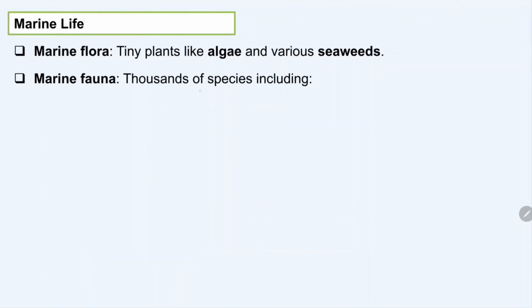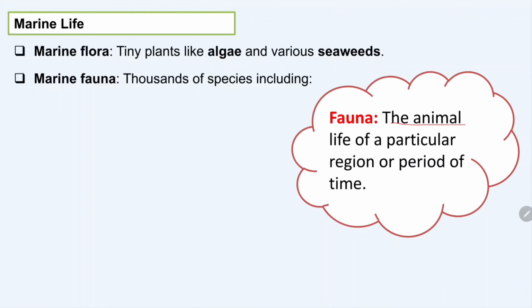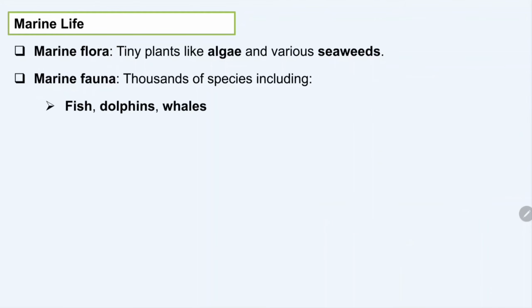Next we have marine fauna, thousands of species. Fauna means the animal life of a particular region or period of time. Fauna means animal life, flora means plant life, and here we are talking about marine flora and marine fauna in the oceans and seawater. The species of fauna are fish, dolphins, whales, and mysterious deep sea creatures. There are many mysterious deep sea creatures inside the oceans which we haven't even discovered. Just like that, there are so many things yet to be discovered on our planet, and that is why so much research is going on, isn't it?